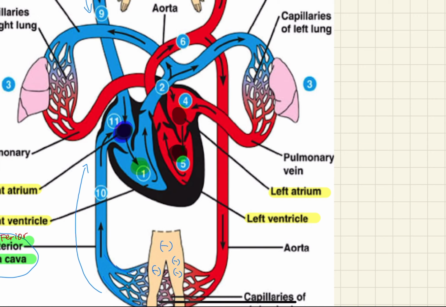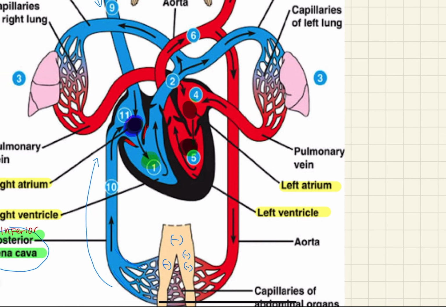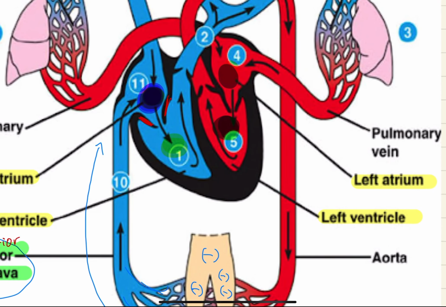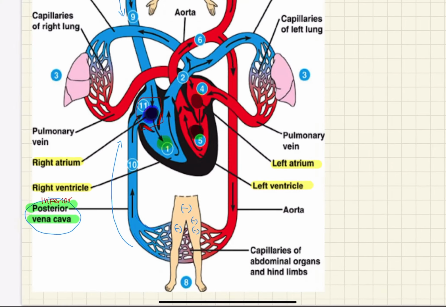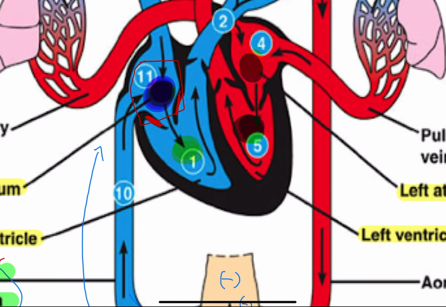Now, always remember po na meron pong dadaanan yung mga dugo natin. So, ito pong tawag natin dito is we call them the cusps. Okay. Ang tawag po natin sa cusp na naghihiwalay sa right atrium and the right ventricle is we call it the tricuspid valve.